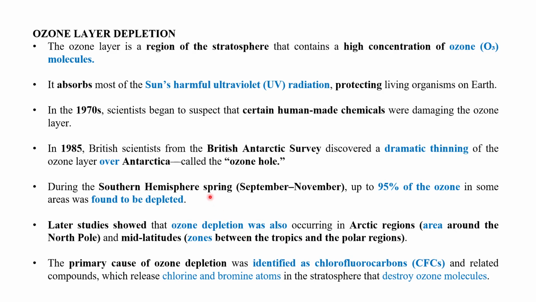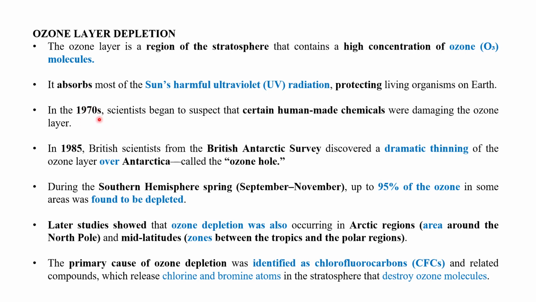Next, our topic is ozone layer depletion. The ozone layer is a region of the stratosphere that contains a high concentration of ozone molecules. As we know, above the ground surface the troposphere is there, and above the troposphere, the stratosphere exists. And in the stratosphere itself, the ozone layer is there. So what is the function of the ozone layer? It absorbs most of the sun's harmful ultraviolet radiation, protecting living organisms on the earth.